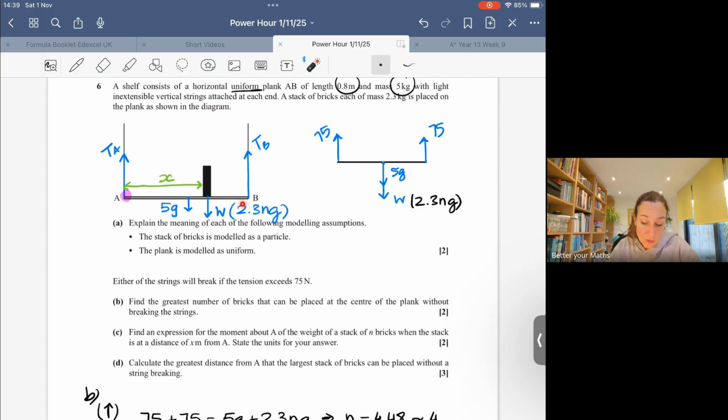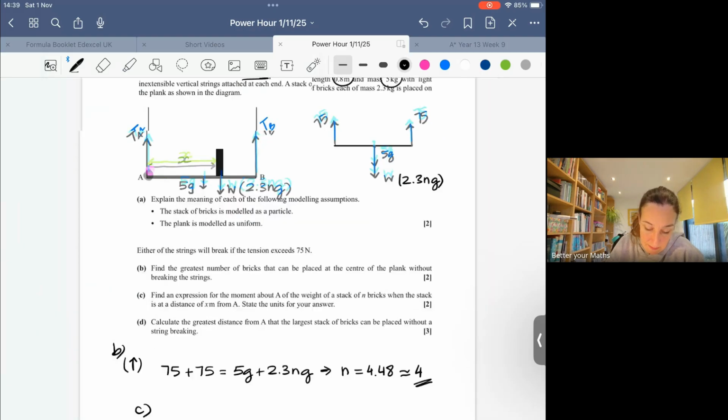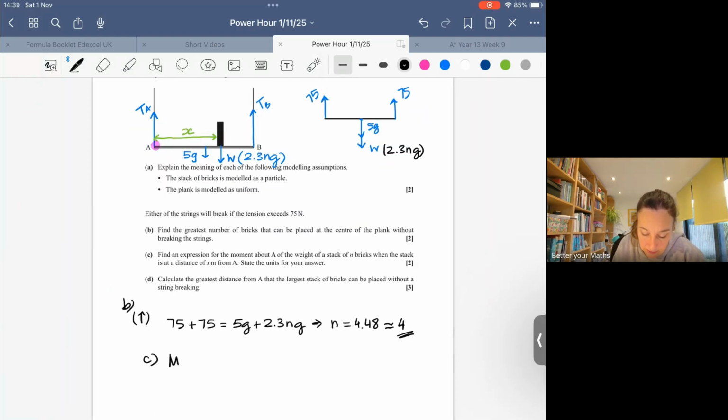I'm going to write the 2.3 ng, so the force multiplied by x. It's as simple as that. So the force multiplied by the perpendicular distance. Okay? That's the moment of the bricks about A. So the moment about A of that is going to be 2.3 ng multiplied by the distance. The units, because it's force multiplied by distance, are going to be newton metres, not newtons per metre. Yeah, it's newtons multiplied by metre. That's the moment. Very simple.